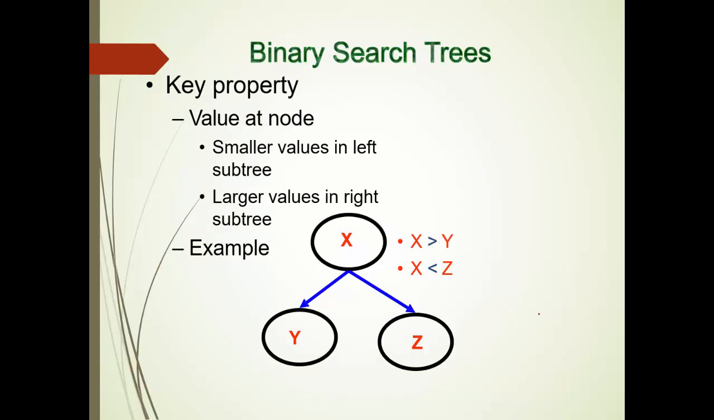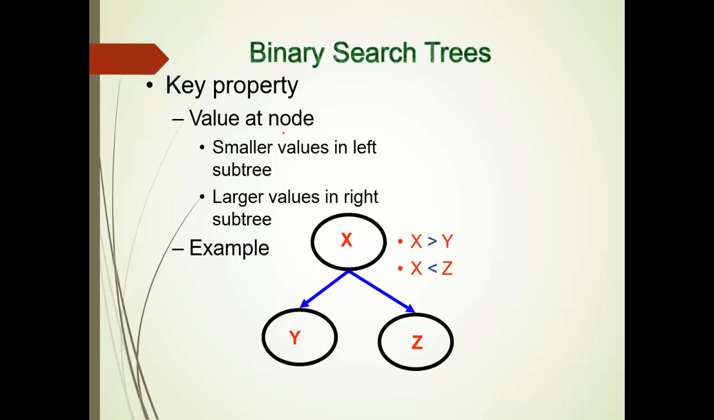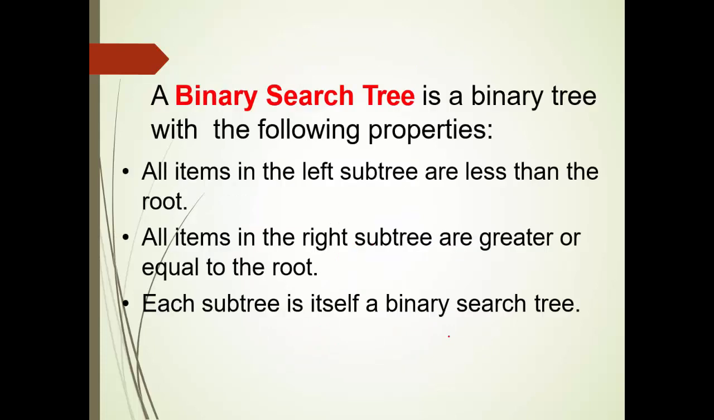So when you say a binary search tree, it is a type of binary tree, but all the left elements will be less than the root, and the right elements will be greater than the root. So smaller values should be going in left and the larger values will be going in right. So it means here x is greater than y, then y will be here, and x is less than z, then z will be in the right subtree.